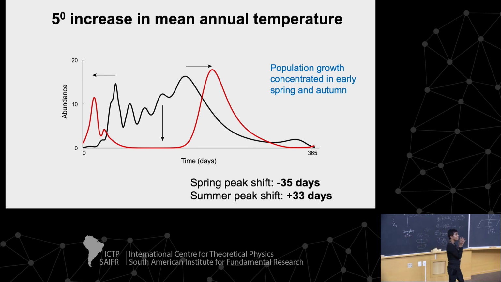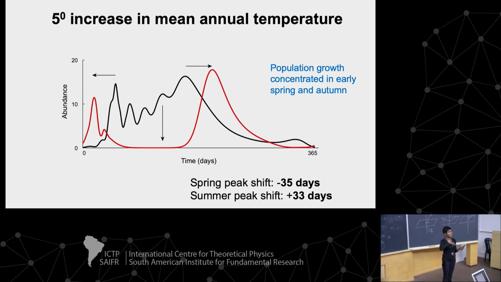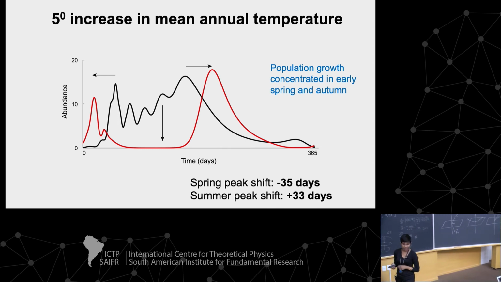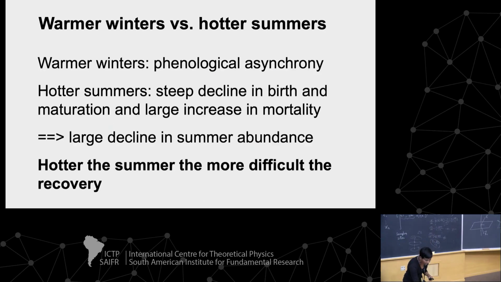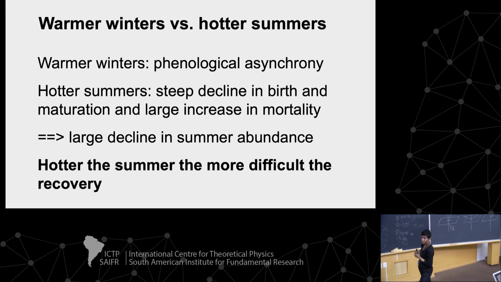We focus on the early emergence, we talk about that, but we don't ask what happens to those things that emerge early when the summer comes. There's surprisingly few empirical data on that. Right. And now we see why hotter summers could be more detrimental than warmer winters.